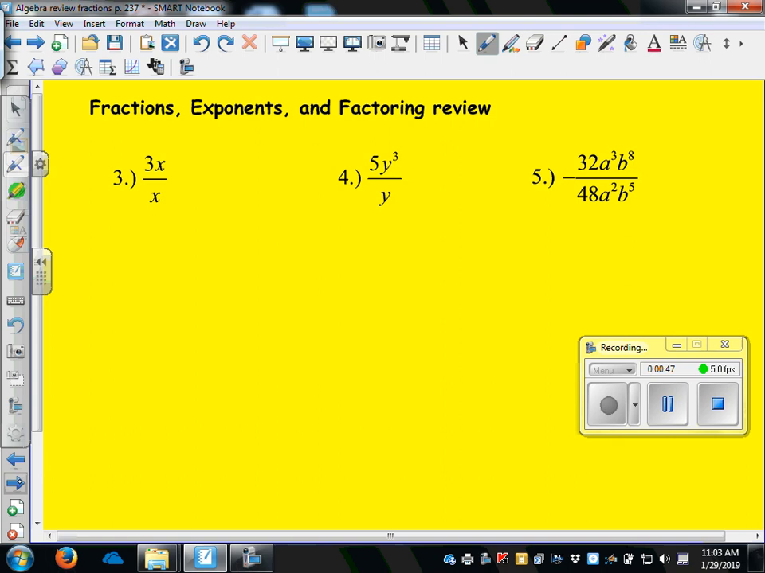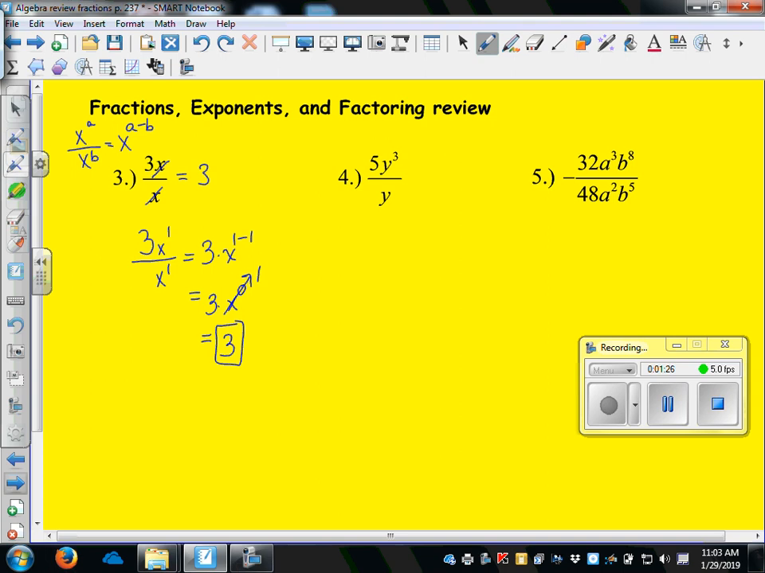So number 3, notice we have 3x over x. The x over the x's would cancel out, and I'm left with 3. Another option is to use the rules that you learned in Algebra 1. This is x to the first over x to the first. And the division rule says, in terms of quotients, if you have x to the a over x to the b, you can subtract your exponents, a minus b. And that's the same thing here. If I have 3 times x to the 1 minus 1, that's 3 times x to the 0. But x to the 0 is really 1, so the answer is 3. So you can get that using either method.